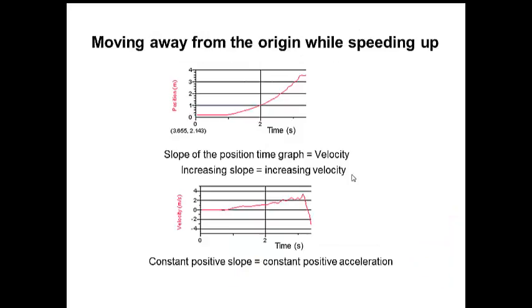So when you're moving away from the origin while speeding up, if you look at the slope of the line, the slope is increasing. So it starts off pretty fast and then it gets steeper and steeper. If the slope is increasing, that means the velocity is increasing. And we can see that in the velocity time graph, where if you flatten that out with the program that we were using, it would show a nice line, and you would end up with a constant positive slope, which would be a constant positive acceleration.